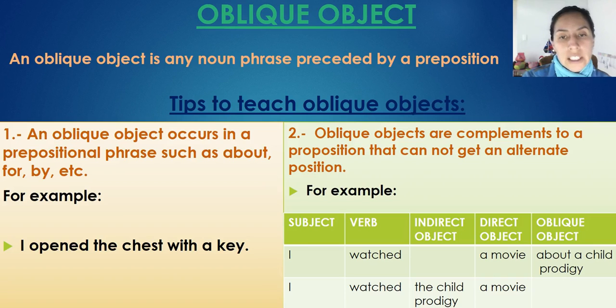Another tip to teach oblique objects is to help students recognize that the oblique object cannot take an alternate position because if they do it, the clause changes its sense. For example, I watched a movie about a child prodigy. In that sentence, the oblique object is about a child prodigy. However, I watched the child prodigy a movie. Changing the oblique object of position, the sentence acquires another sense. For that reason, about a child prodigy is an oblique object.